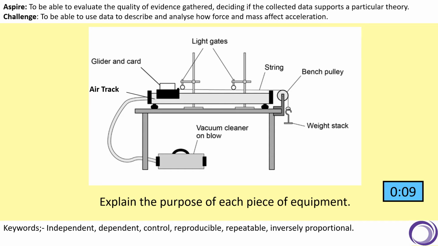There's 10 seconds left. I'll just give you a quick check then. So the blower, the air track and the bench pulley have all got the same purpose, that is to reduce friction. The card and the light gates will enable a computer to measure the acceleration, and the weight stack provides the force.